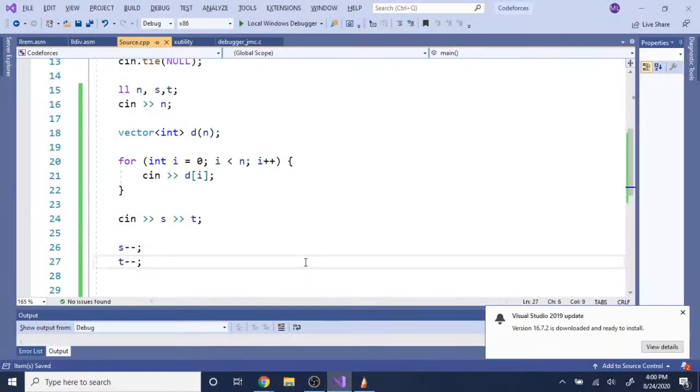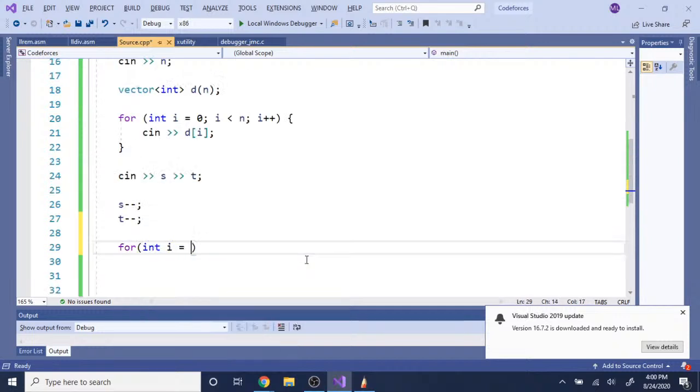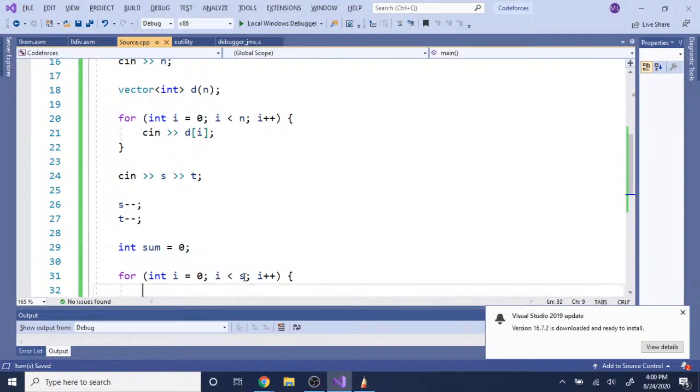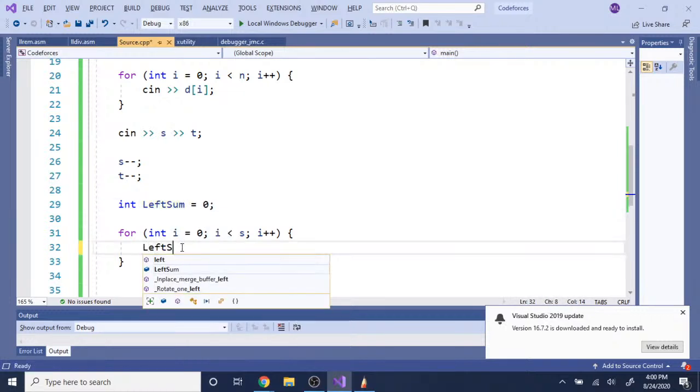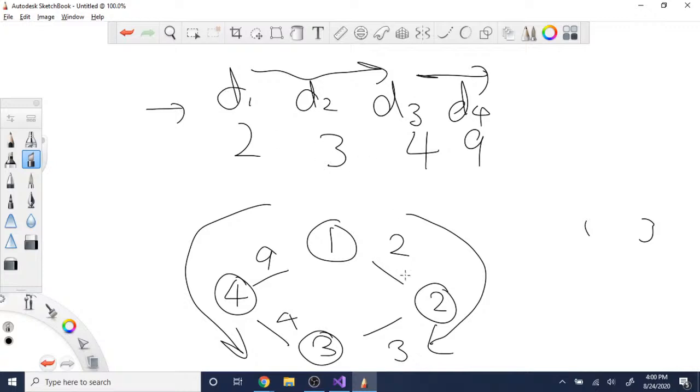Okay, so for I equals 0, I is less than s, I plus plus, let's do left sum. Left sum plus equal to d of I. So that's going to add up all the numbers this way. So it'll be 2 plus 3. Then we have to start from t and then keep going right and loop until we get to s.